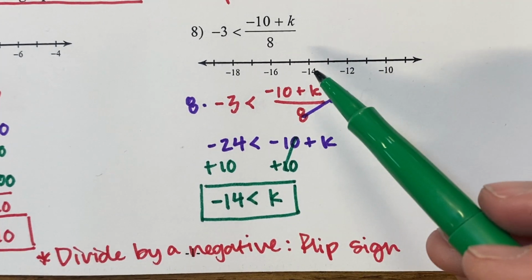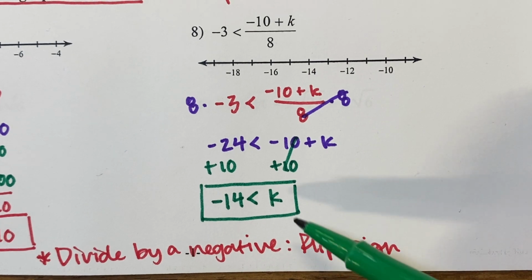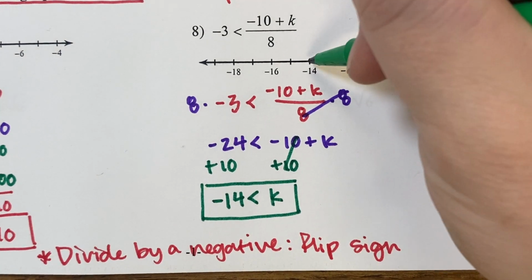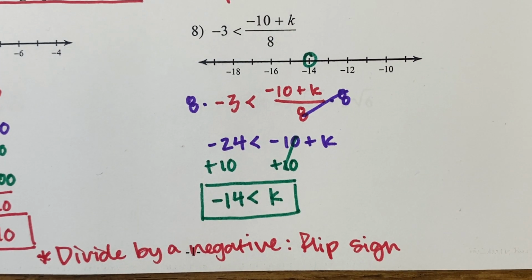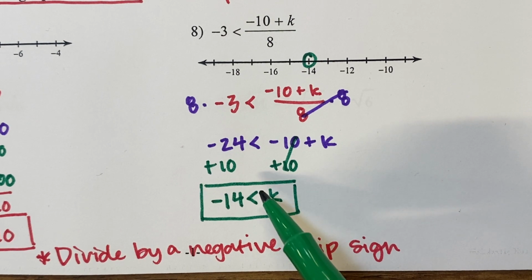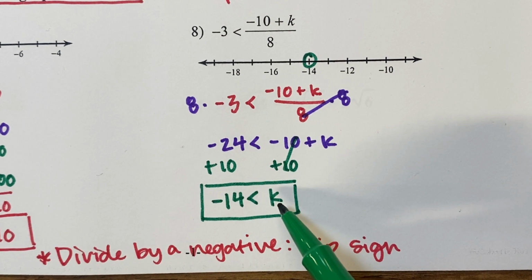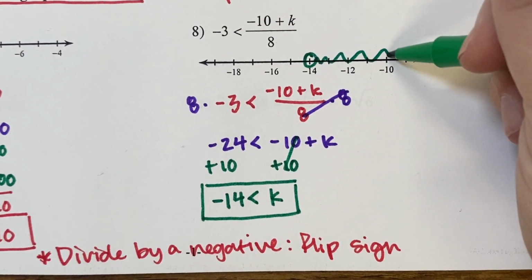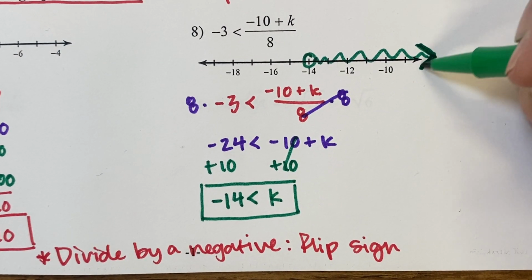So I can go ahead and put this on our number line. Again, it doesn't have a little line underneath, so I'm going to put an open dot at negative 14. Now, read what it's saying. This is saying k is greater than. My alligator wants to eat the k. So if we're shading, we need to shade greater than, which is to the right.